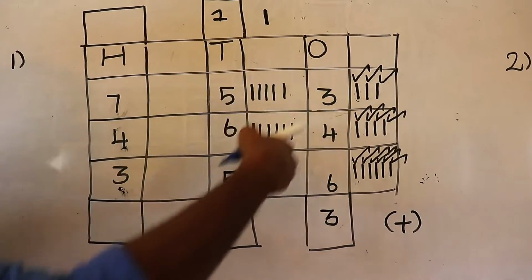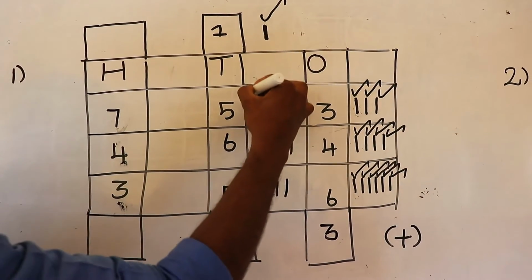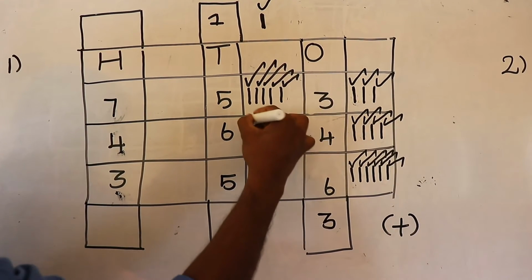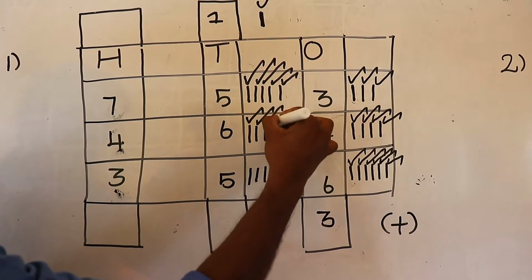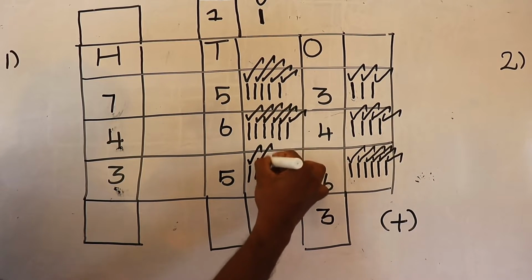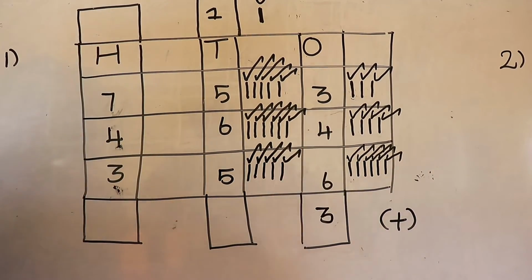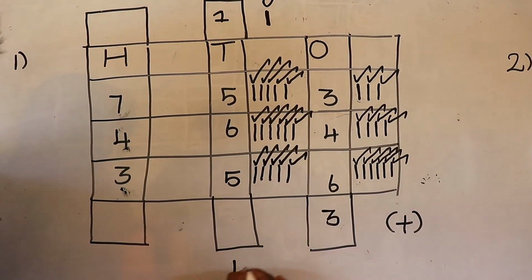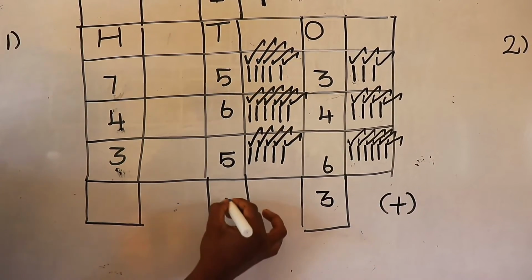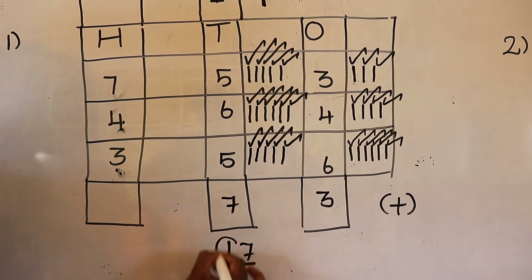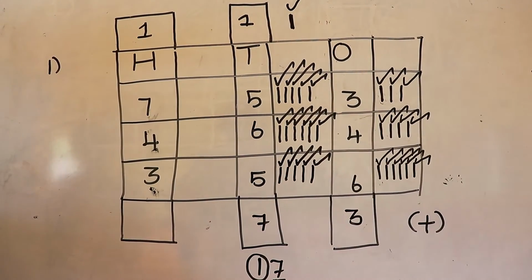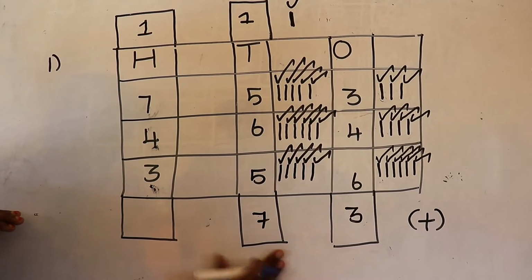So now add these lines. 1, 2, 3, up to 17. So now the value is 17, but 7 is the tens value, so write 7 here. Then the next 1 is carry, so write 1 here. That's all. So now we arrange this one.